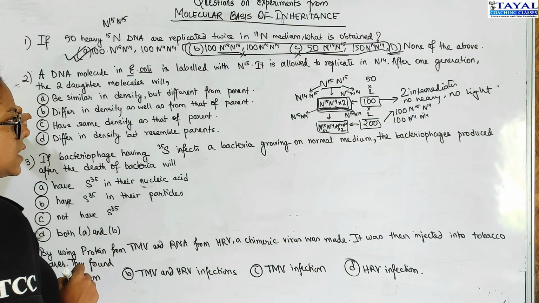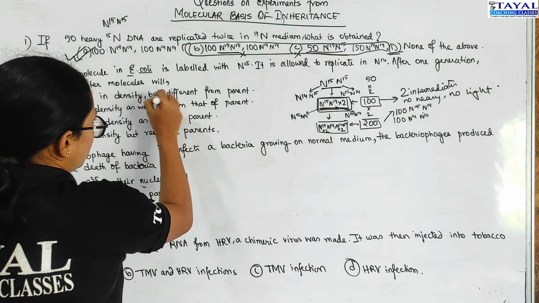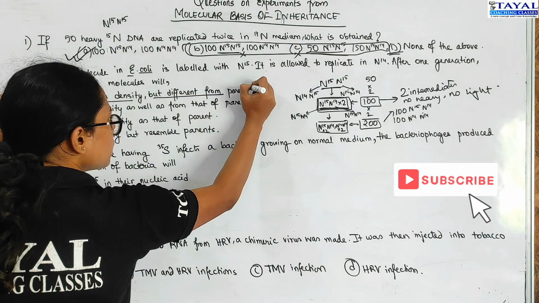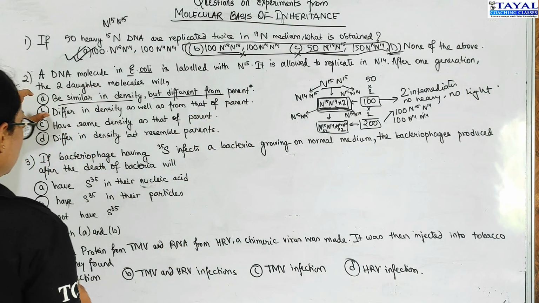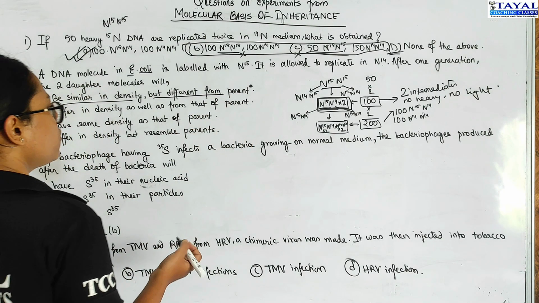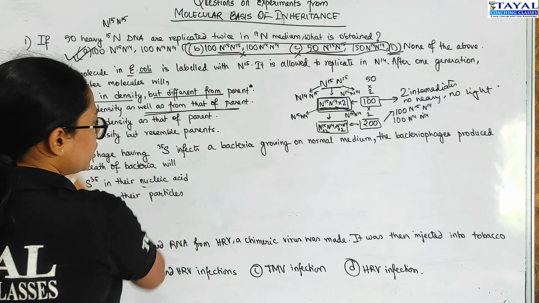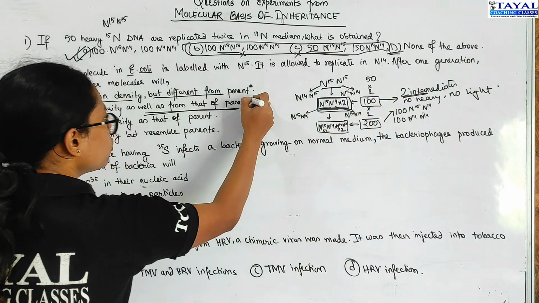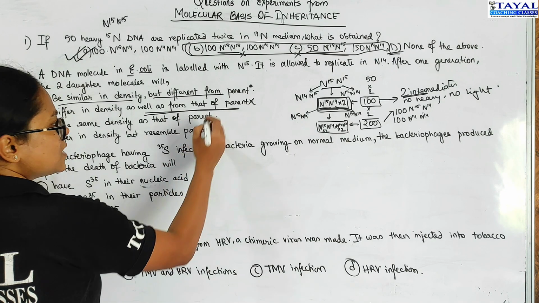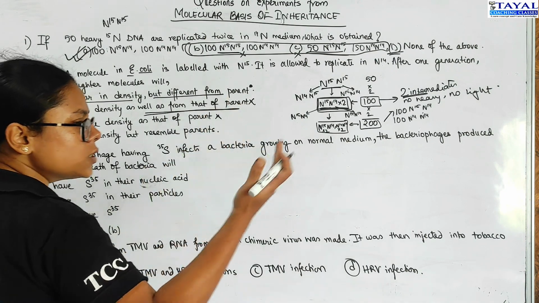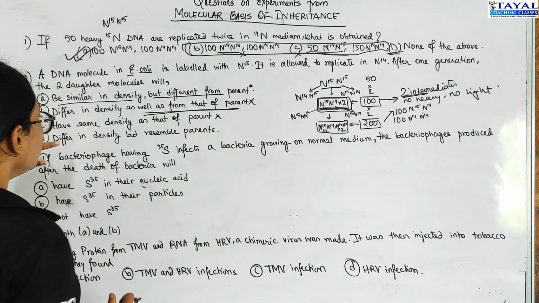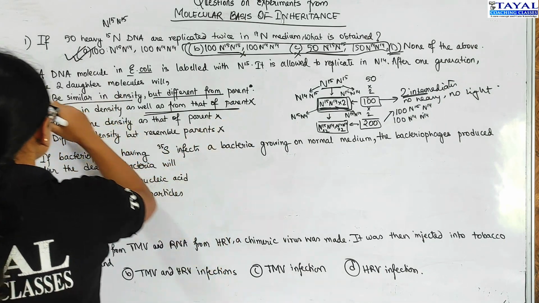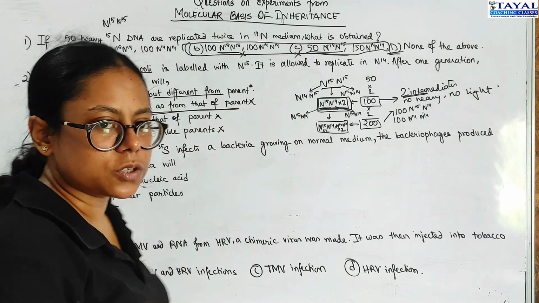Be similar in density but different from parent. Yes, they will be different from parent. Both of them will be similar in density. So yes, this can be right. Different density as well as that from parent. This part is correct, it will be different. But the densities of both will be the same, right? Both will be 2 intermediates, so this is wrong. Has same density as that of parent? Obviously wrong, because it is not conservative. Different density but resemble parents. Again, can't resemble parents. So again, A is the correct option.